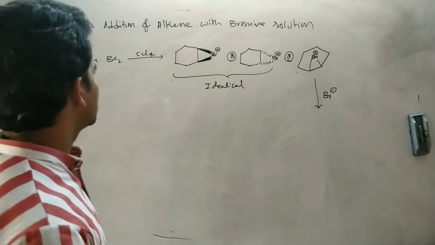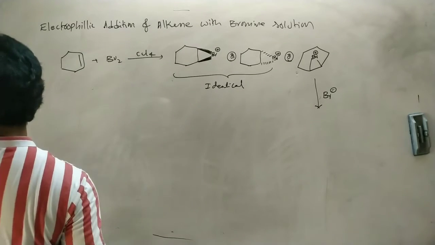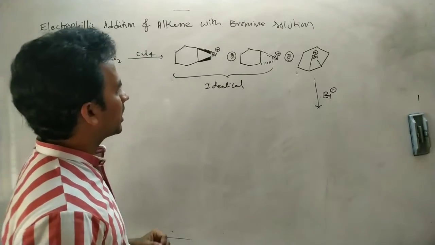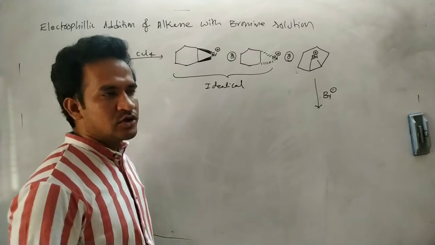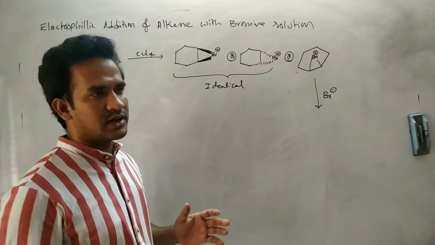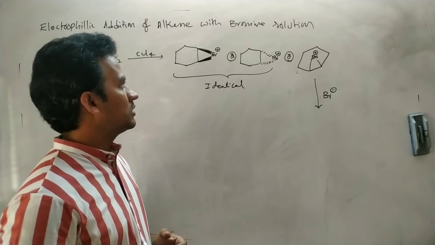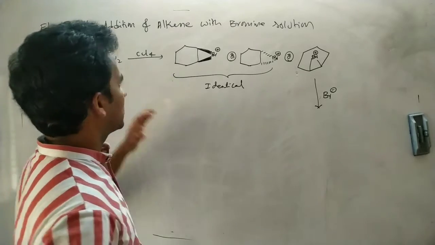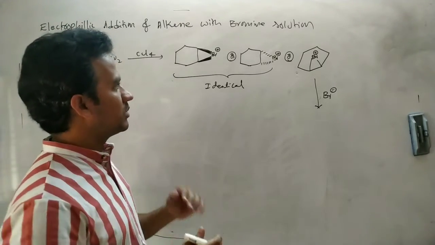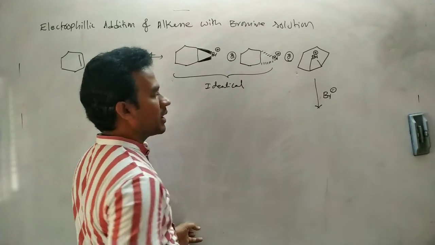Suppose this is the alkene cyclohexene, on reaction with bromine solution. First of all, we will get this cyclic halonium ion. This is a cyclic bromonium ion. So the bromine approaches the alkene either from the front side or from below the plane. So a bromine molecule attacks the alkene either above the plane or from below the plane. That means either of these cyclic bromonium ions is formed.